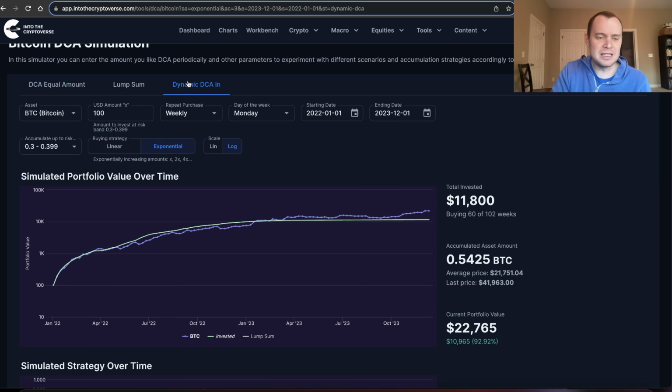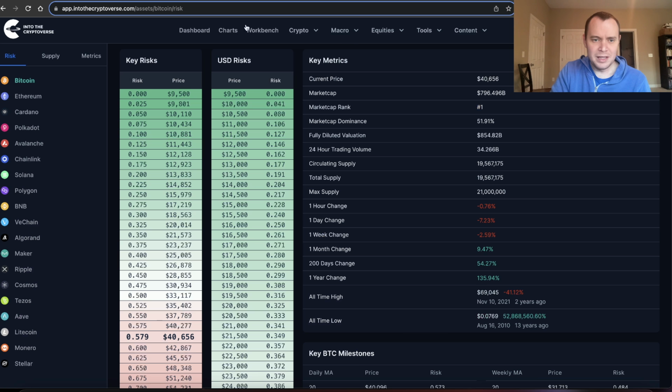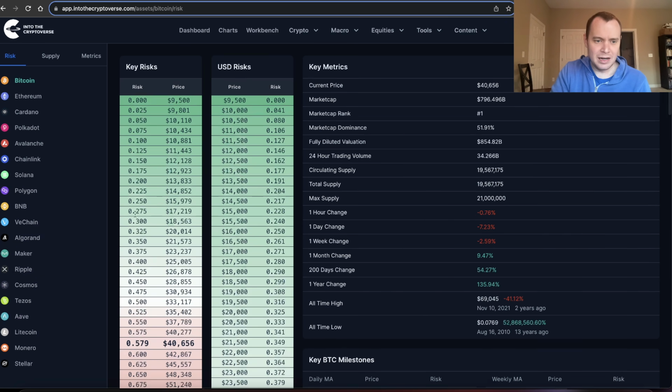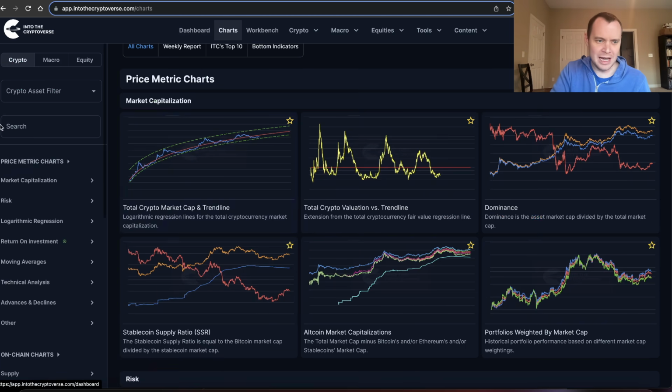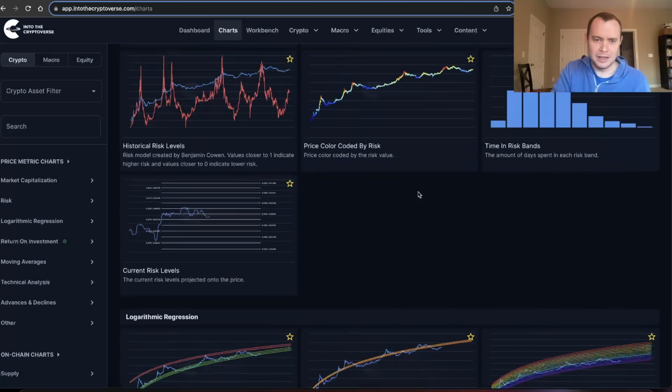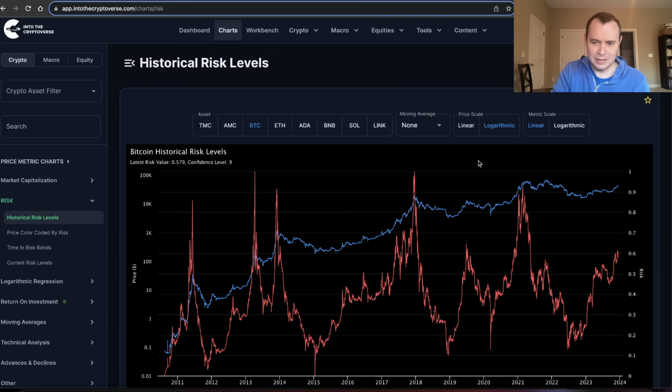The dynamic DCA, based on the risk levels, is based on this idea that in the lowest risk bands, you put in like 5x. In the next one, you would put in 4x. And this one, you put in 3x, 2x, x, and so on and so forth. The way to visualize that, as I've said previously, is to look at the risk levels like this.